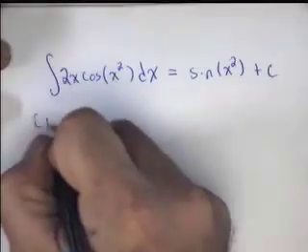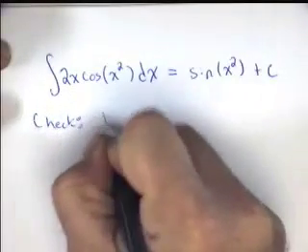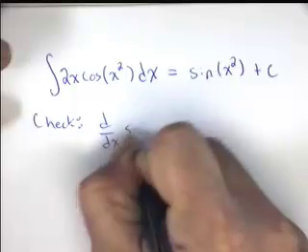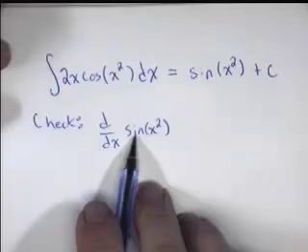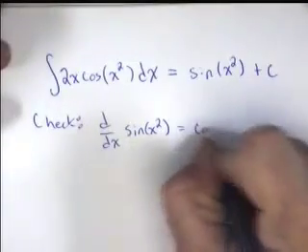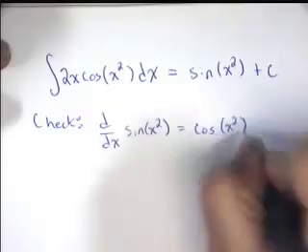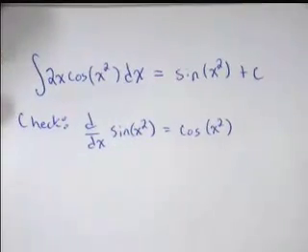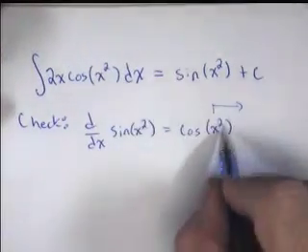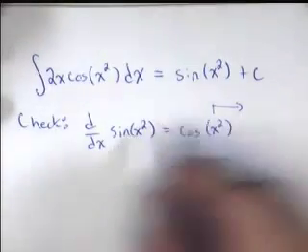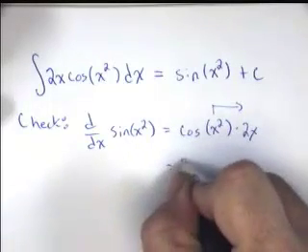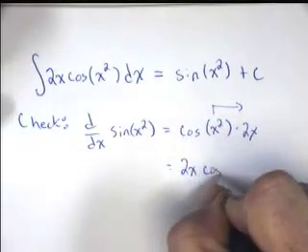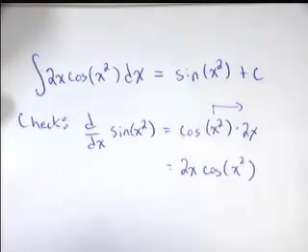Let's check. The derivative of the sine of x squared, well, the derivative of sine is cosine, so that's cosine of x squared, and then times the derivative of the inside function. The derivative of x squared is 2x, which would be 2x times the cosine of x squared. And of course the derivative of a constant is 0. That just drops out as always.